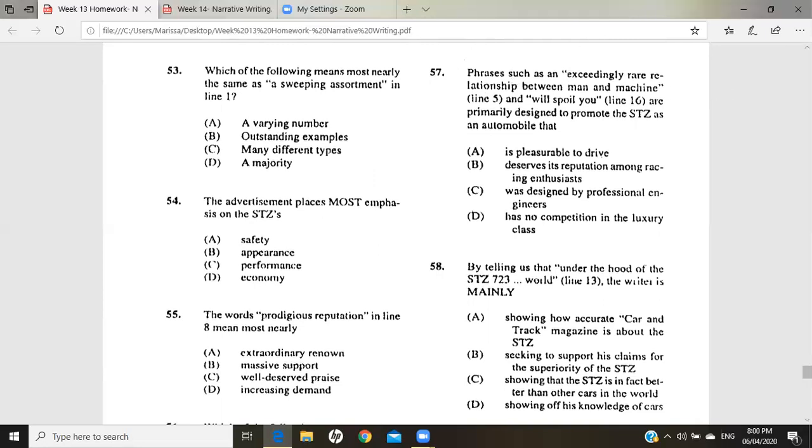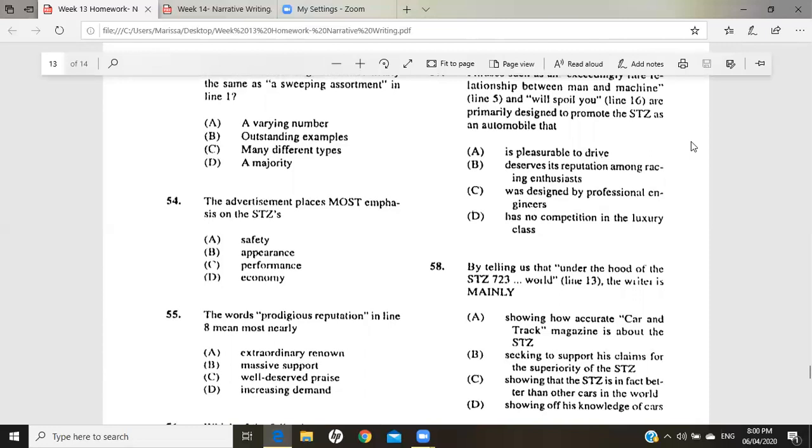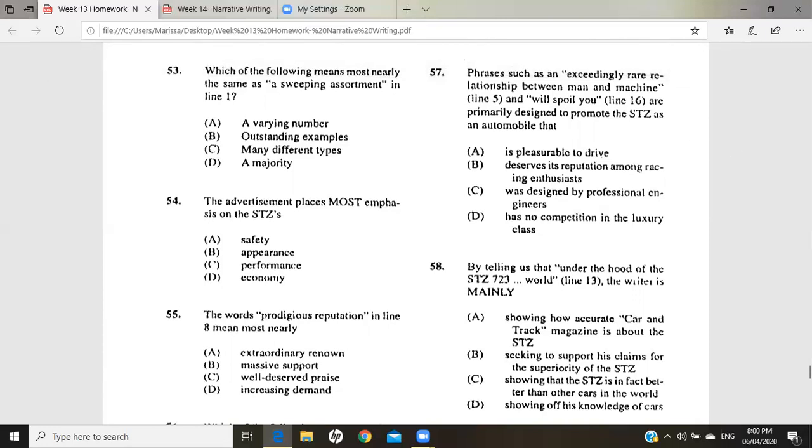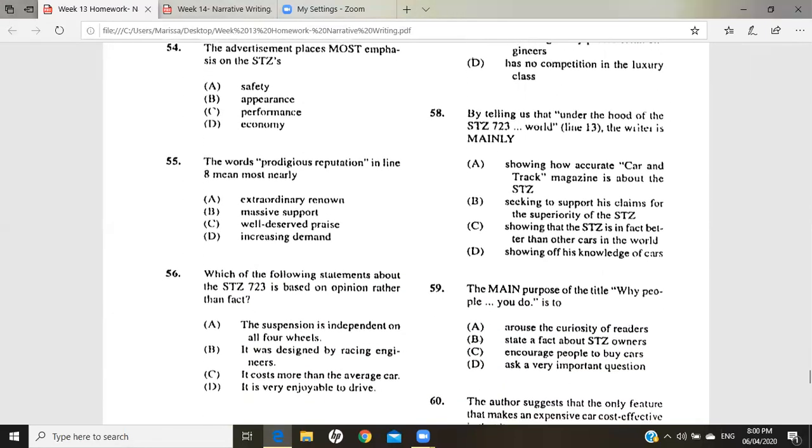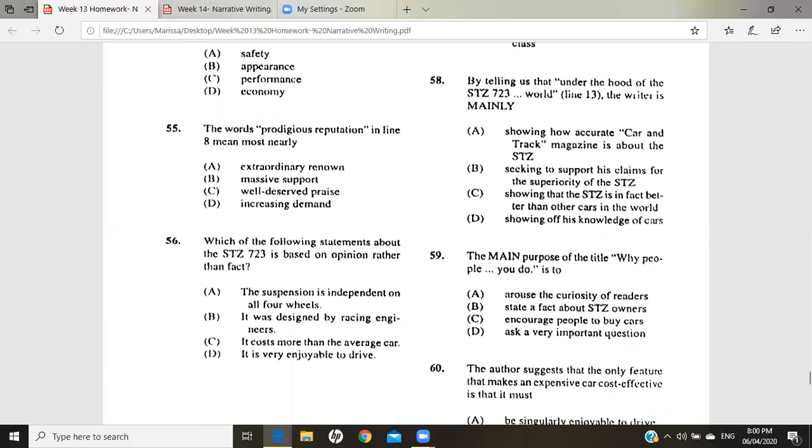57 says phrases such as the exceedingly rare relationship between man and machine and will spoil you are primarily designed to promote the STZ as an automobile that does what? A. A is pleasurable to drive. And 58 says, by telling us that under the hood of the STZ 723 world, the writer is mainly doing what?